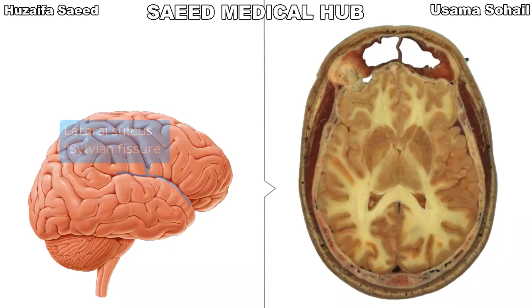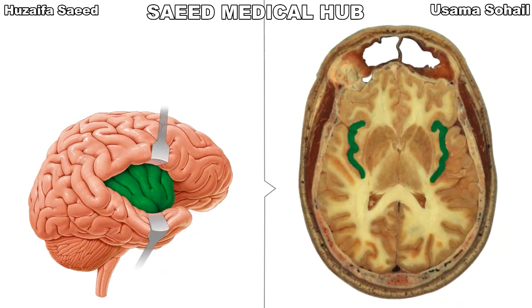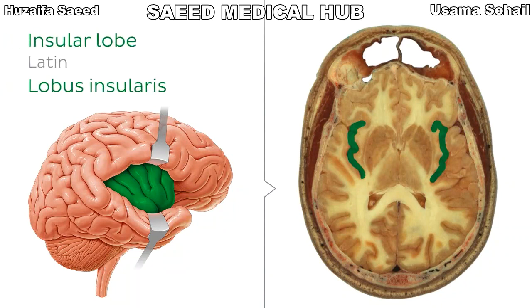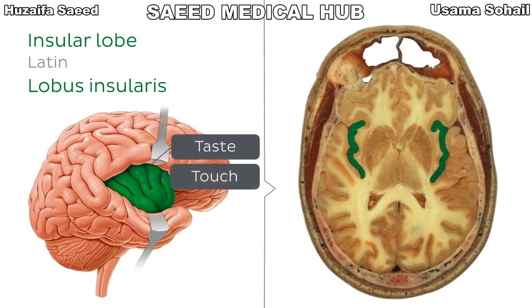Now, if we were to take some forceps and separate the frontal and temporal lobes here at this groove, which is known as the lateral sulcus or sylvian fissure, we would reveal another lobe of the cerebrum, which is known as the insula or insular lobe. This part of the cerebrum is involved with the processing of sensations of taste, touch, pain, and also balance.